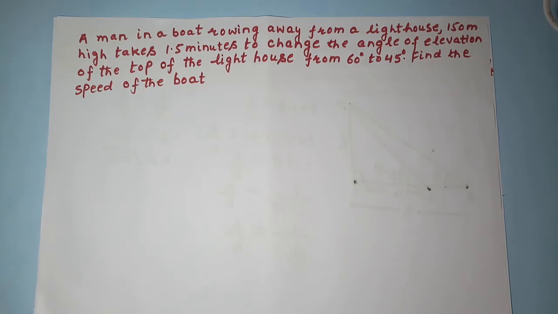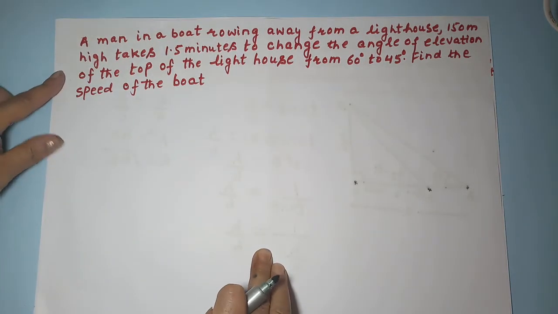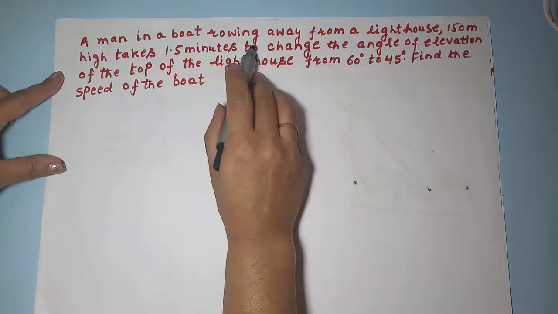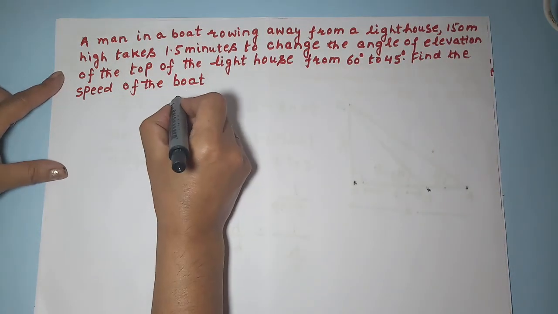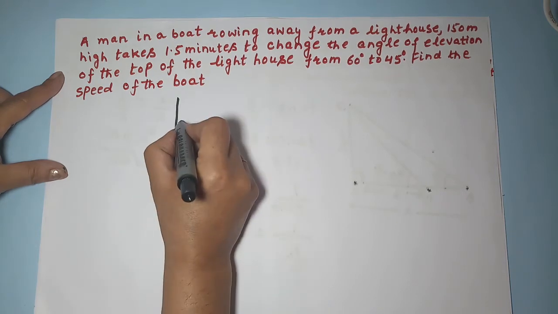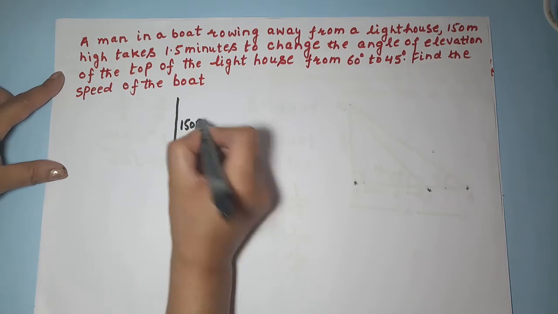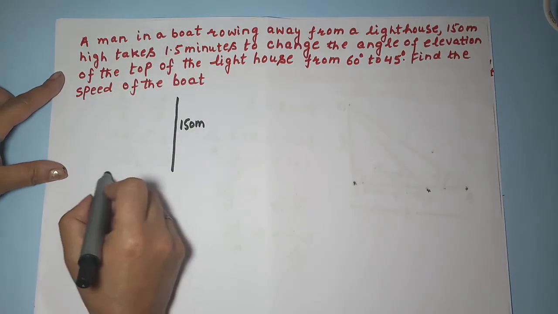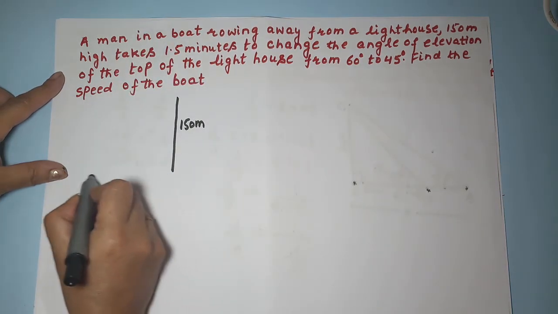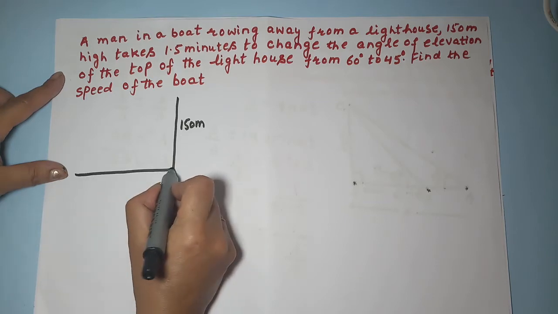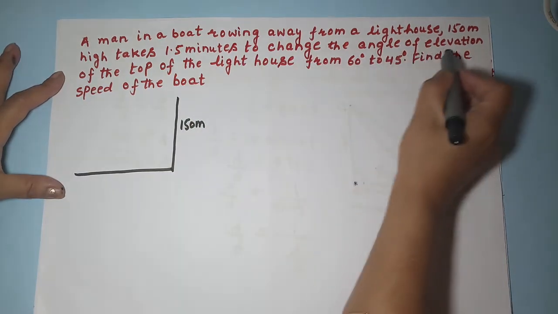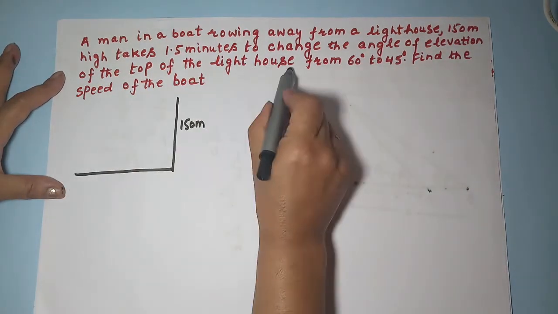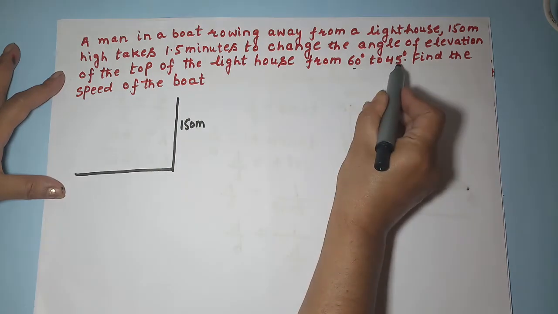We will continue with solving the sums on heights and distances. Now in this question he's saying that a man in a boat rowing away from a lighthouse 150-meter high. Okay, so there is a lighthouse which is 150-meter high. A man is in a boat and who is rowing away from this lighthouse. Okay, takes 1.5 minutes to change the angle of elevation of the top of the lighthouse from 60 to 45.